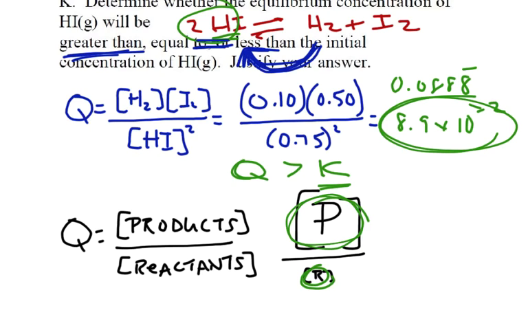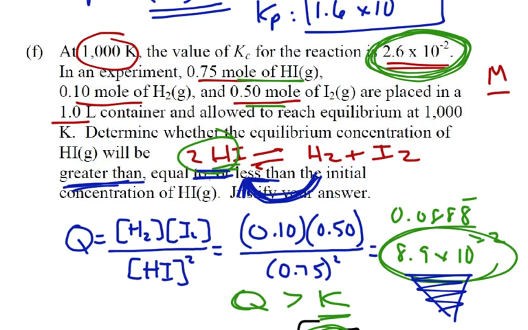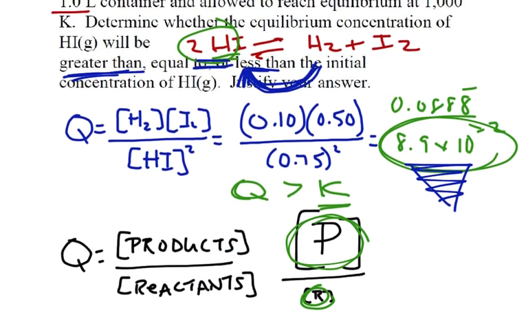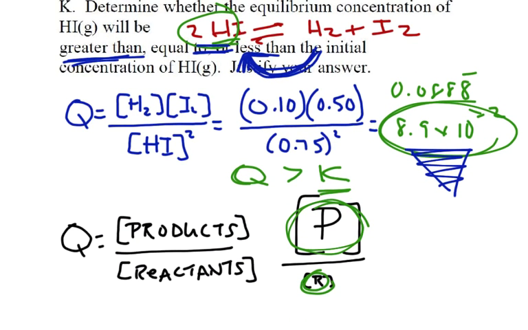Now one thing I've heard people say is they look at this number here and they say, oh, that is a nice small number, so therefore this reaction is going to be reactant favored. And that is not the way to use your Q. If I said my K value is 2.6 times 10 to the minus 2, then I would say, yes, I agree, that means this is a reactant favored reaction, but that's not what we're talking about. We're saying how is my Q compared to my K, and my Q is even greater than my K.